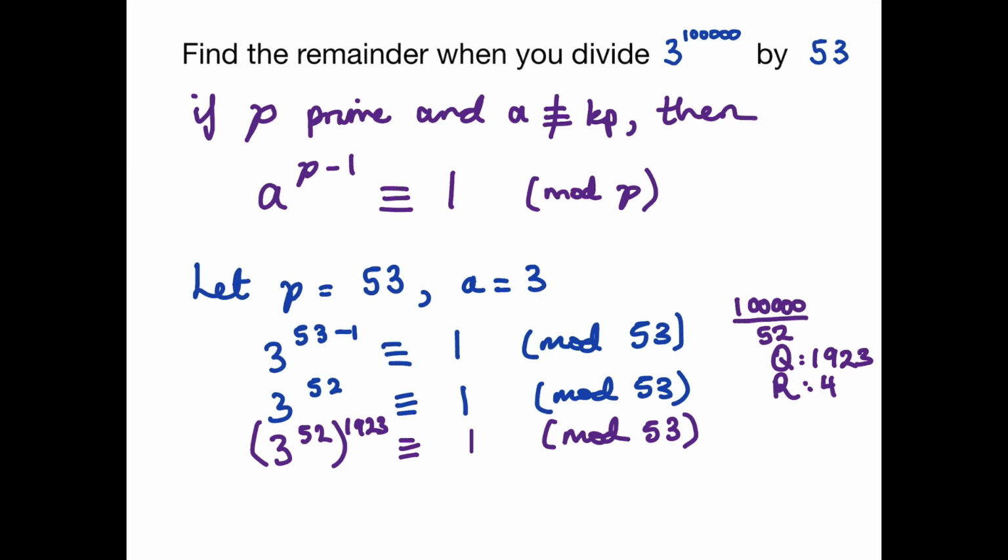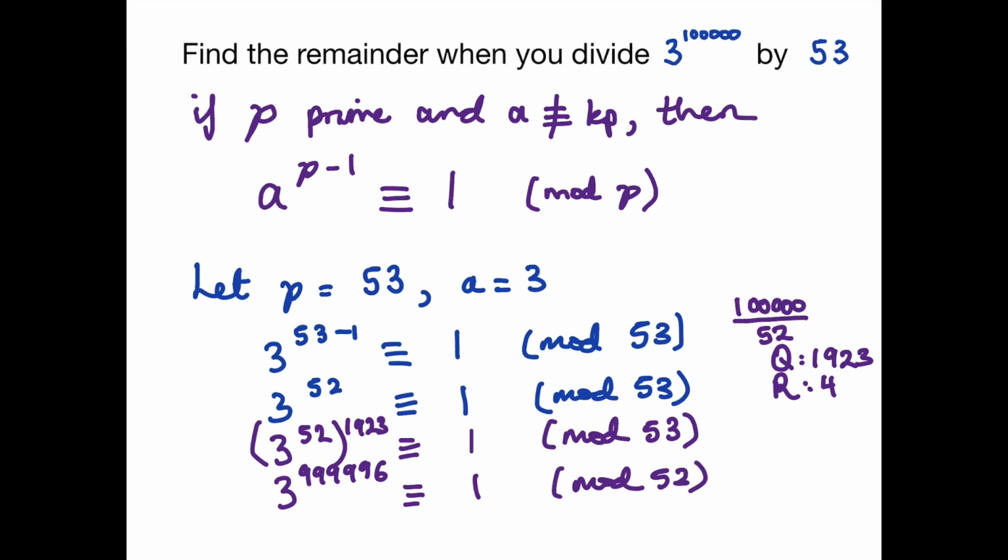So, we don't actually need to work out the left-hand side because we can just use what we worked out on the right-hand side. We know that's going to be 100,000 minus our remainder. So 99,996, which is again congruent to 1 mod 53.